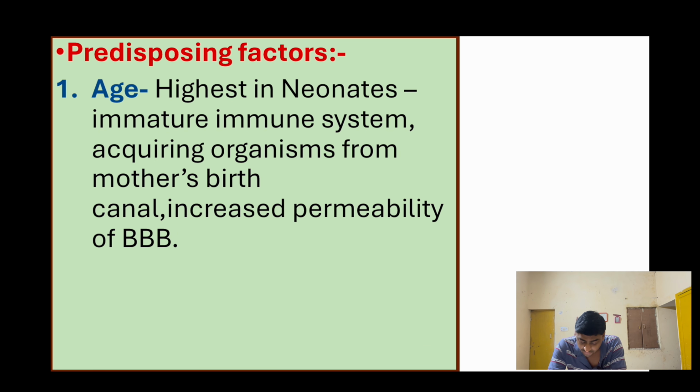Now, what are the predisposing factors which causes meningitis? The first one is age. Now, the meningitis it is highest in neonates. Now, why it is high in neonates? Because of their immature immune system. Their immune system is not mature enough to handle the infection, or due to acquiring organisms from mother's birth canal. Now, during the birth, the neonates can acquire the organisms from the mother's birth canal, and there is also increased permeability of the blood brain barrier. So the pathogen can easily cross the blood brain barrier and gain access to the meninges and will cause the disease.